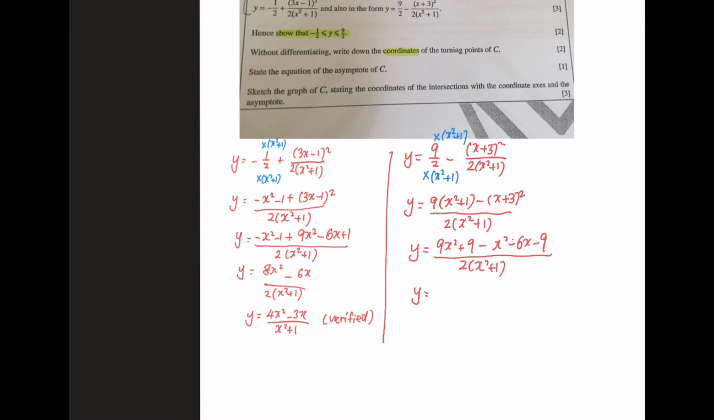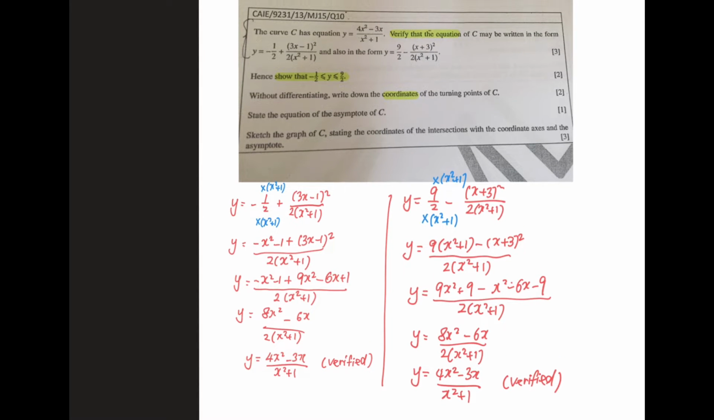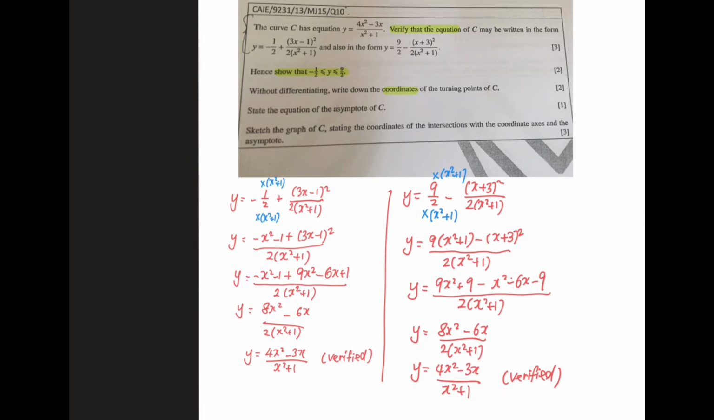Okay, then we simplify this. 9 minus 1, we get 8. Then minus 6x, over x squared plus 1, giving 4x squared minus 3x over x squared plus 1. Okay, so verifying backwards is worth 3 marks. If you don't do it backwards, I think the working will be much longer, so it will be easier if you do it this way. So I settled the first part already.